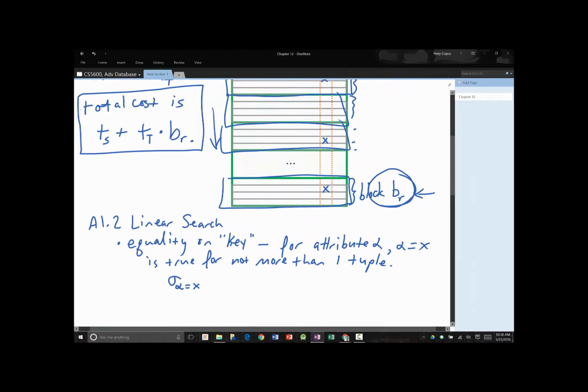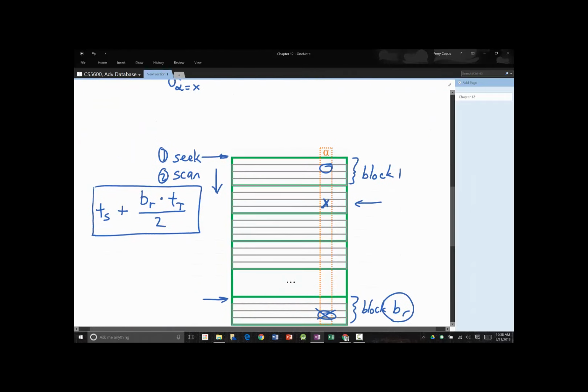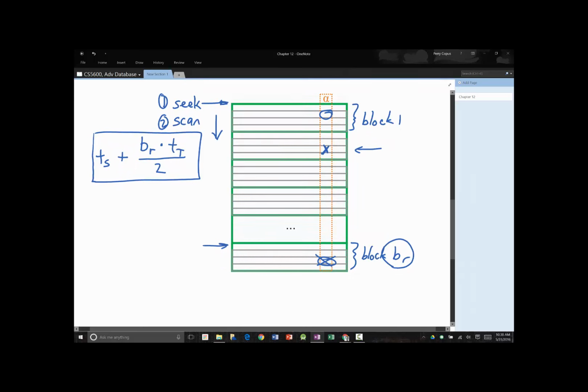In other words, instead of the average being somewhere in the middle, so b sub r times t sub t over 2, it would be skewed a little bit. But we're not worried about that. Just pay attention to this and how we got it.